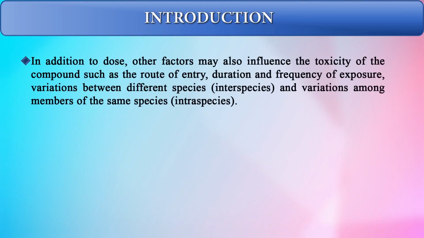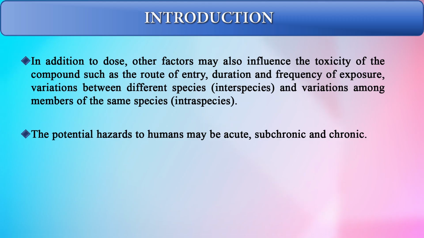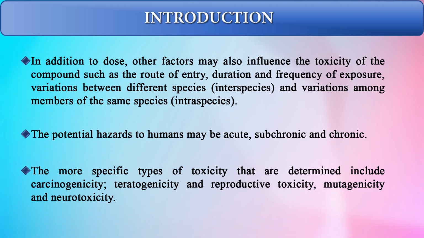In addition to dose, other factors may also influence the toxicity of the compound, such as the route of entry, duration and frequency of exposure, variation between different species, and variation among members of the same species, which we can say interspecies and intraspecies. The potential hazard to humans may be acute, subchronic and chronic. The more specific types of toxicity that are determined include carcinogenicity, teratogenicity and reproductive toxicity, mutagenicity and neurotoxicity.